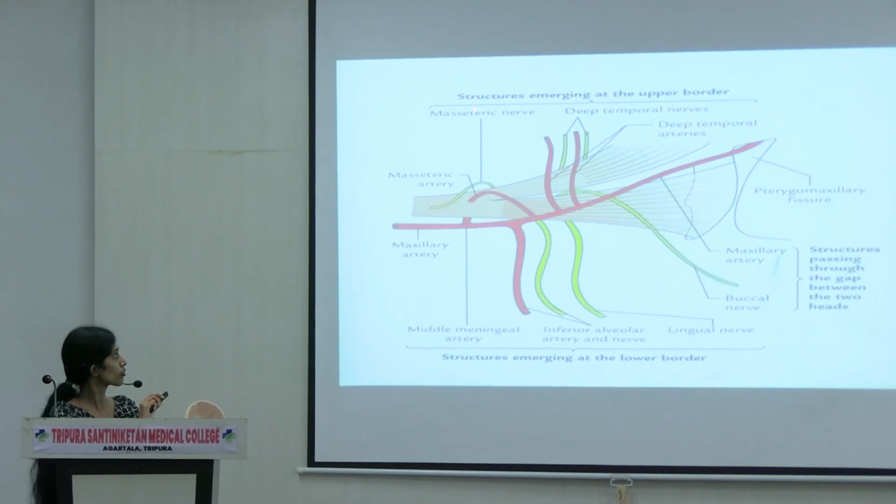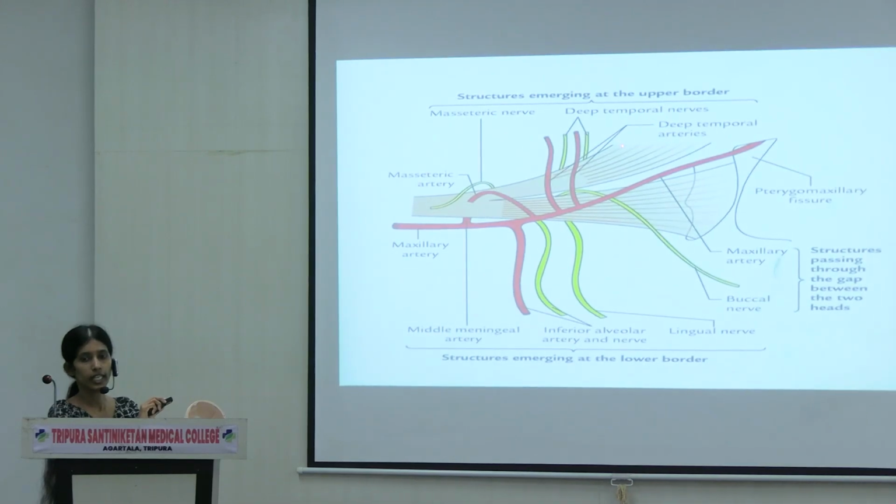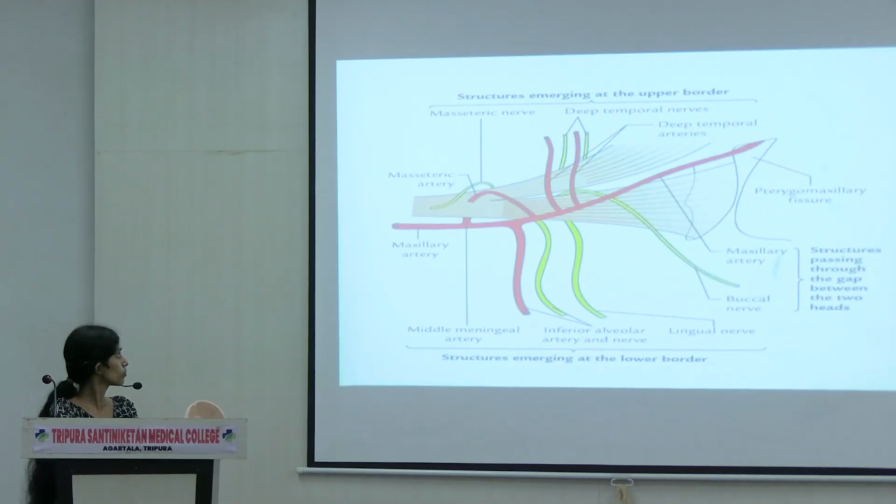Okay, and these are a few structures which pass through or are related to the upper border of the lateral pterygoid muscle. The first one is the masseteric nerve, the second one is the deep temporal nerve and the last one is the deep temporal arteries. The lower border is related to the middle meningeal artery, inferior alveolar artery and nerve, and also the lingual nerve. Okay, these are the important structures you should remember.